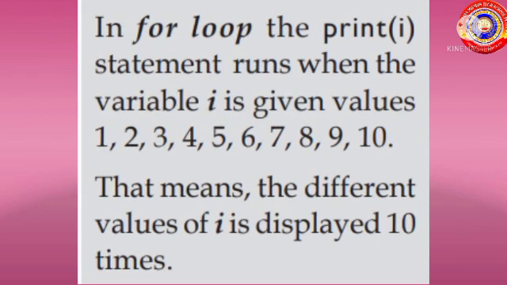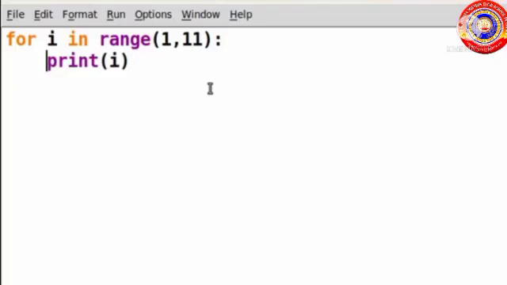In the for loop, the print i statement runs when the variable i is given the values 1, 2, 3, 4, 5, 6, 7, 8, 9, 10. That means the different values of i are displayed 10 times. Let's type this program in the Python shell and see the output. Look, I have typed the program here. Here we have to notice one point. The next statement after the loop, here the print statement, should be typed from the position of the variable only. Here i and p must be in the same position.